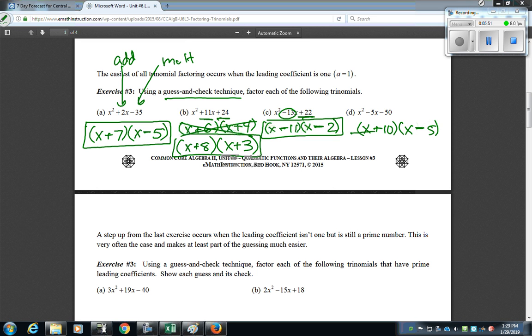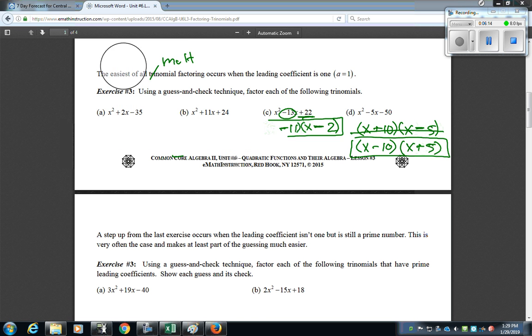So that's actually not the right guess. Which means that if you get the right number but the wrong sign, you're going to have to flip the signs to get that correct value. So here's four basic examples, okay, of how to factor. Now we're going to do a couple more that are a little more difficult.